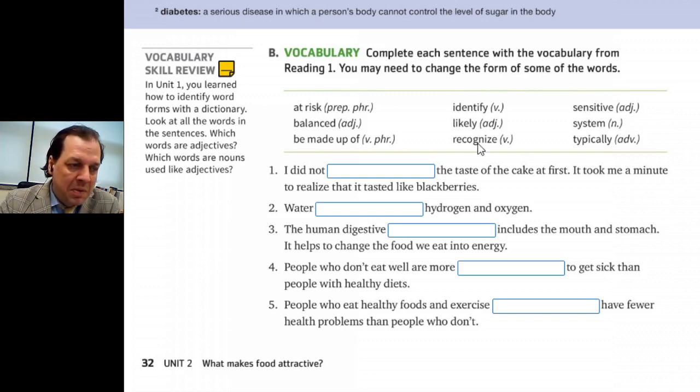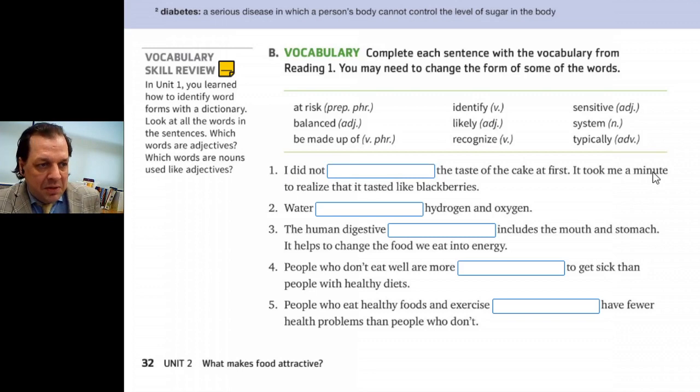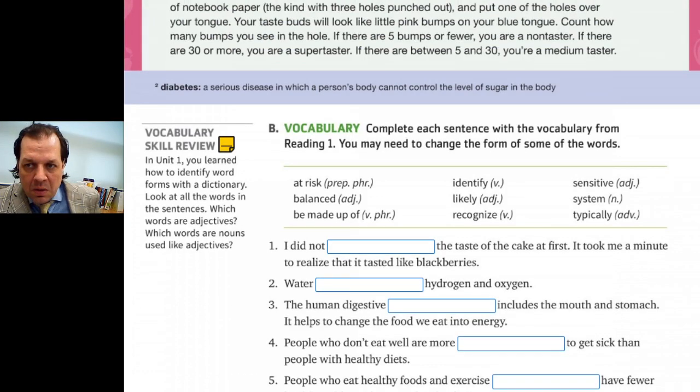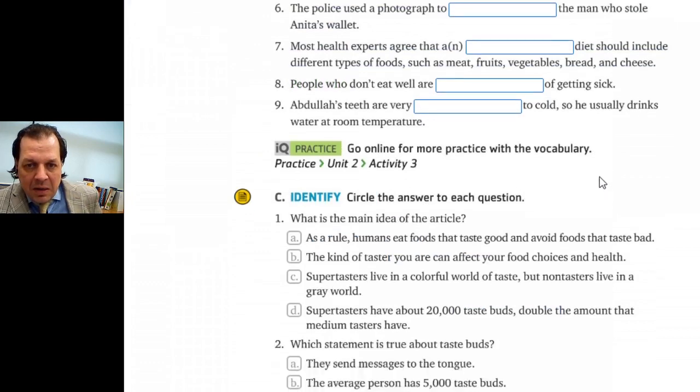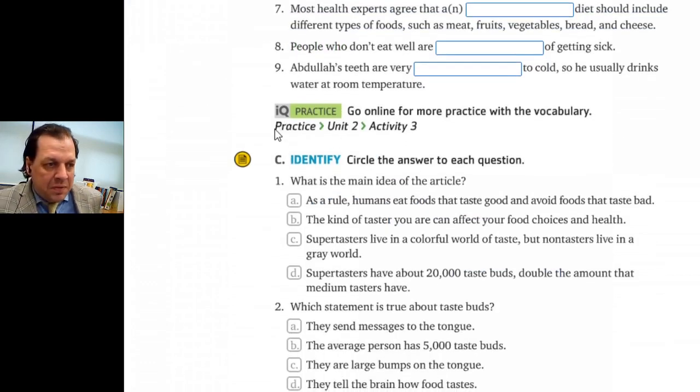So the form might be a tense, like past tense, future tense, or a simple present, or whatever you need from the root. See what fits grammatically in each box, and try it on your own. Continues all the way to here, and then you get another IQ prompt for online practice.